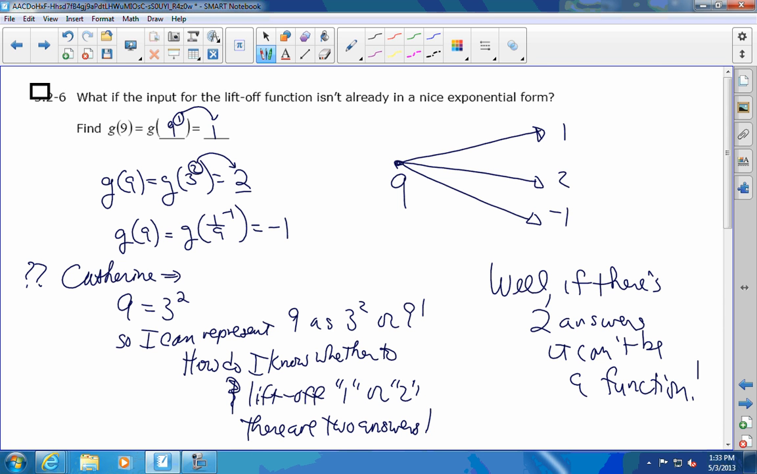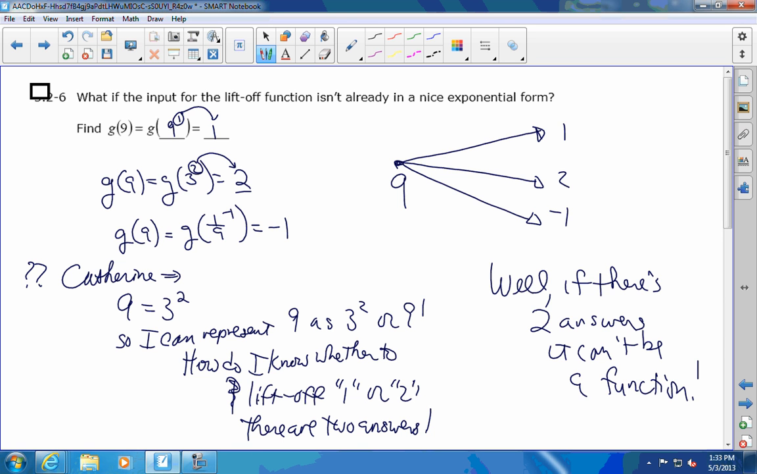The base. If you knew what the base was, you wouldn't have any decision to make. There wouldn't be duplication or triplicates. It would be very precise. Right now, we're not precise enough because we get more than one answer. So we have to tell the person who's doing this inverse, what base are you looking at? Because if I write 9 with base 3, my answer is 2. If I write 9 as 9 to the first, my answer is 1. If I write 9, not likely, but if I write 9 as 1/9 to the -1, then my answer is -1. I have to have more precision.